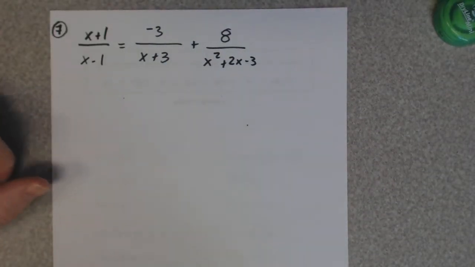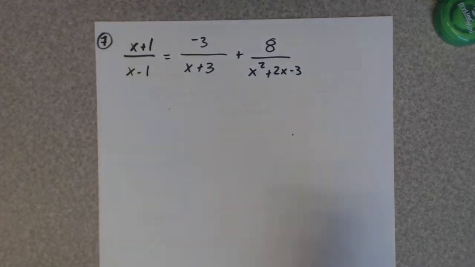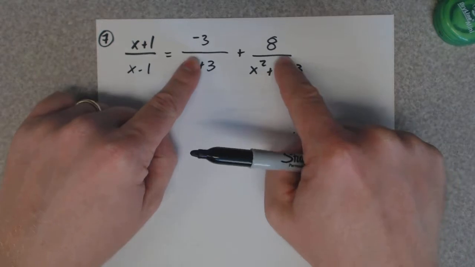Number 7. Man, this looks like a beast. And I guess it kind of is. If you look at this, first off, this side has one fraction. Awesome. This side has two fractions. Not so awesome. We've got to put these guys together.